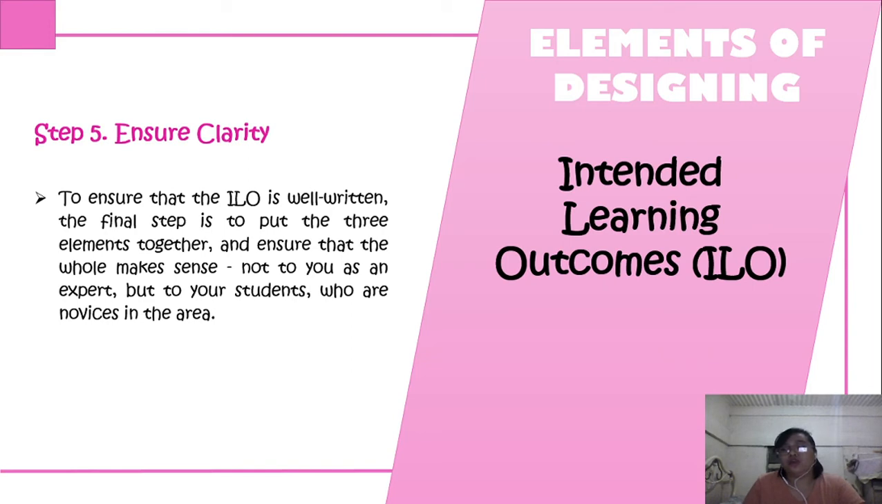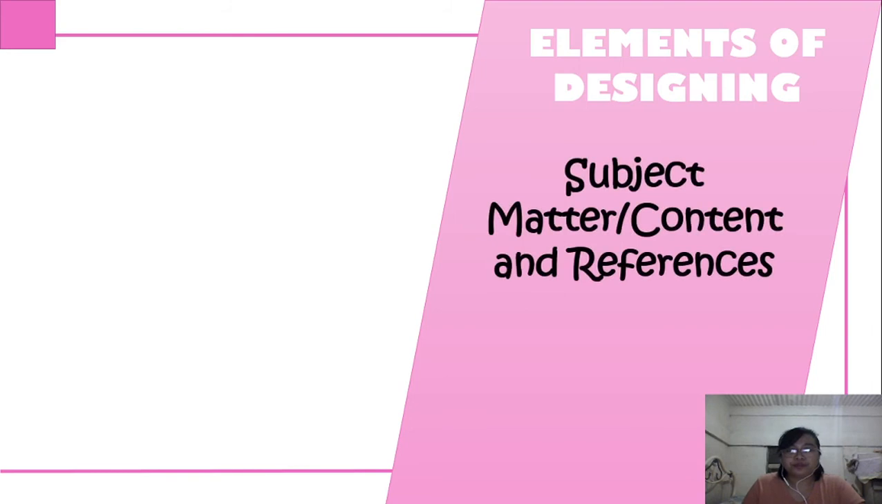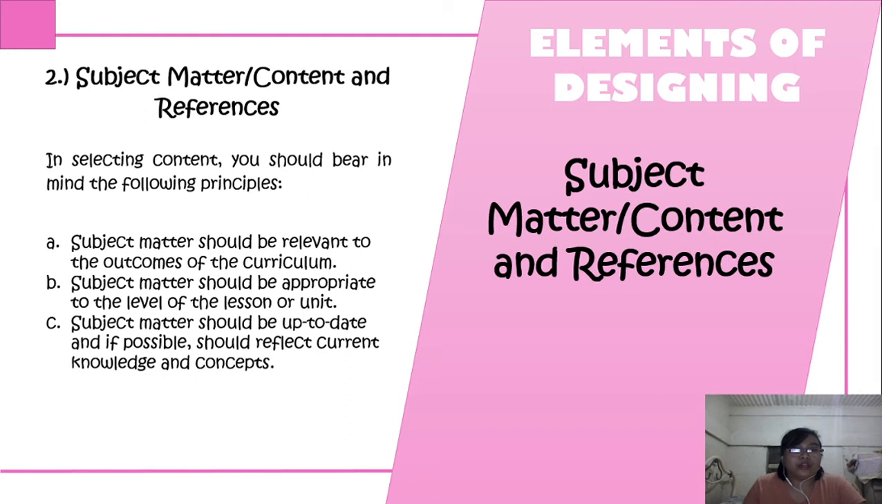So upon knowing the elements of the intended learning outcomes, let us now move on to the subject matter or content and references. In selecting content, you should bear in mind the following principles. It is the content of the lesson, including the topic or the subject, that will be discussed and covered. In selecting the content, we should consider the following principles. First, subject matter should be relevant to the outcomes of the curriculum. The subject matter should be purposive and focused on the learning outcomes.